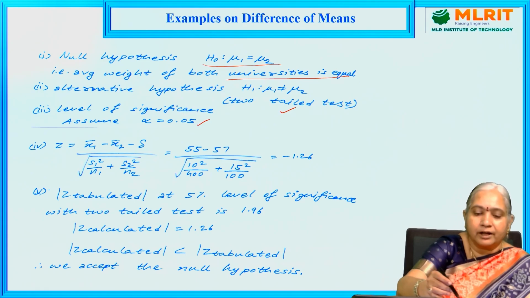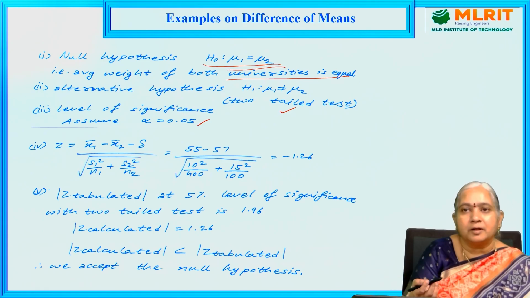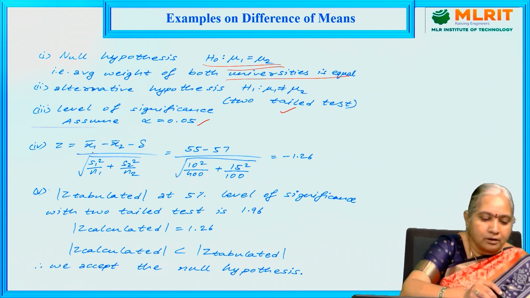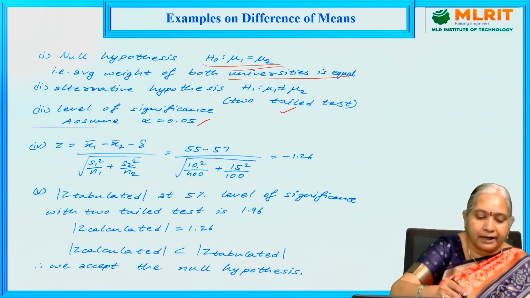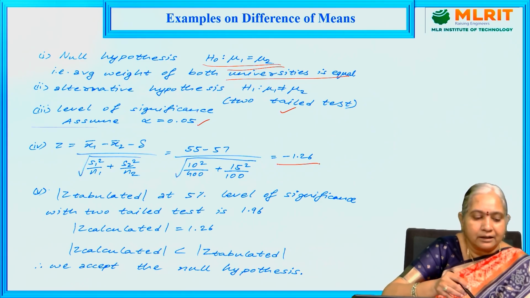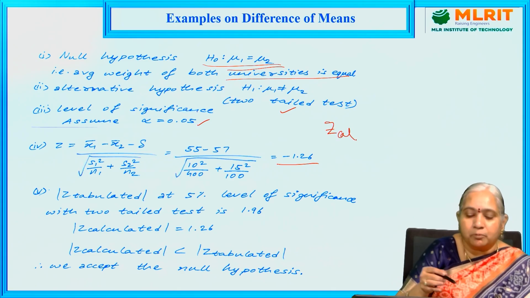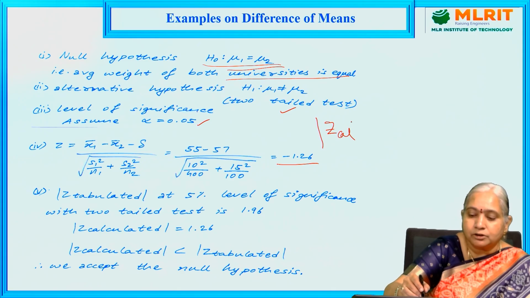And here we have claimed that mu1 equal to mu2, means delta value is 0. The difference is 0. So, x1 bar minus x2 bar, mean of the first sample minus mean of the second sample, and standard deviation of the first sample, standard deviation of the second sample. Substitute all the values. We get Z calculated is minus 1.26. We take the modulus value, that is 1.26.